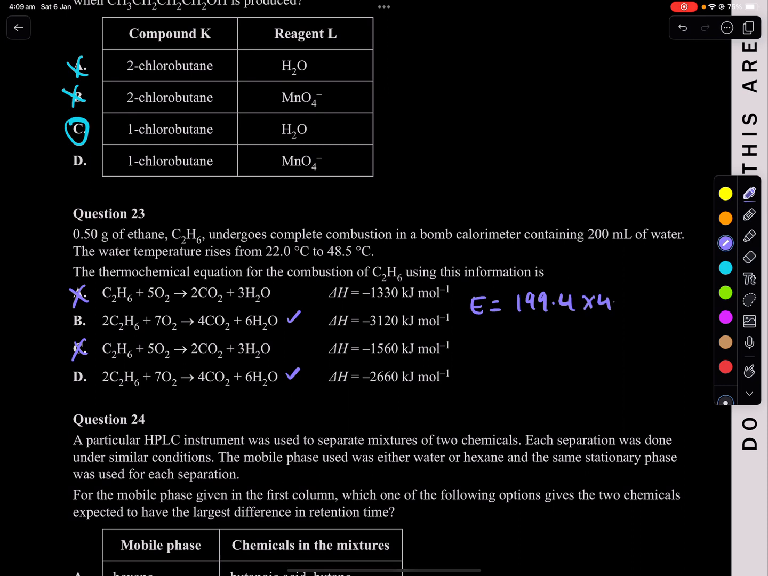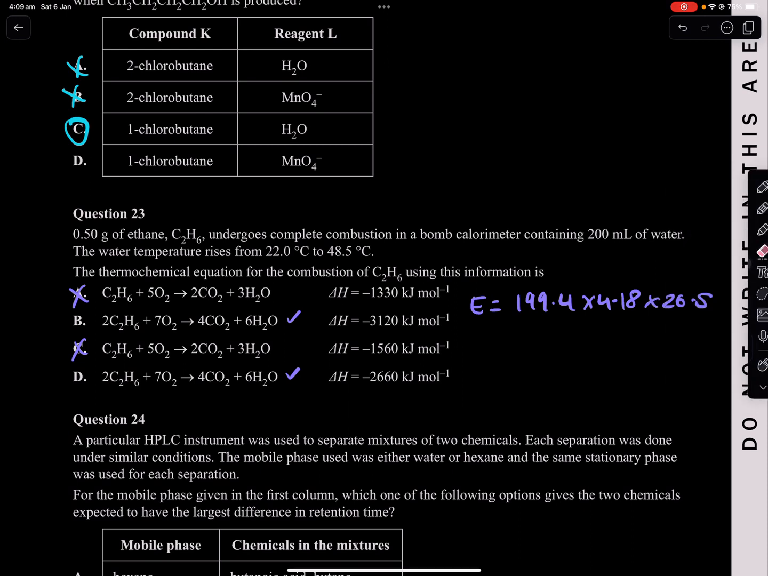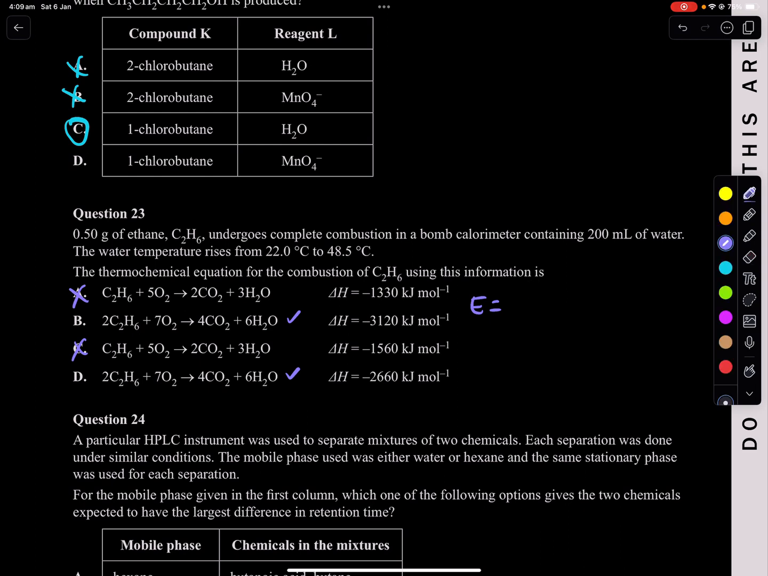So we have the mass, so energy is equal to m c delta T. So that times 4.18, which is the specific heat capacity of water, times your change in temperature, which is 48.5 minus 22. Sorry, what's 48.5 minus 22? That's 26.5. So doing all this should give me the energy.